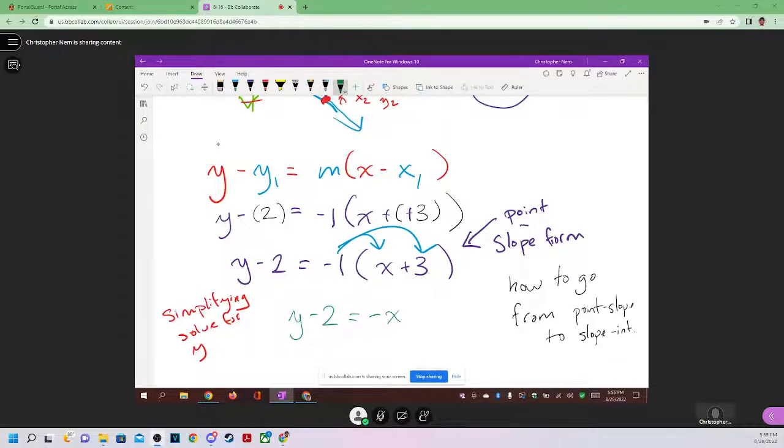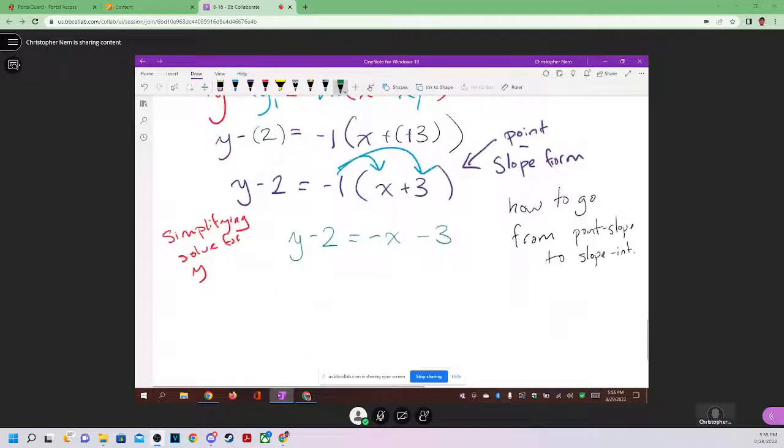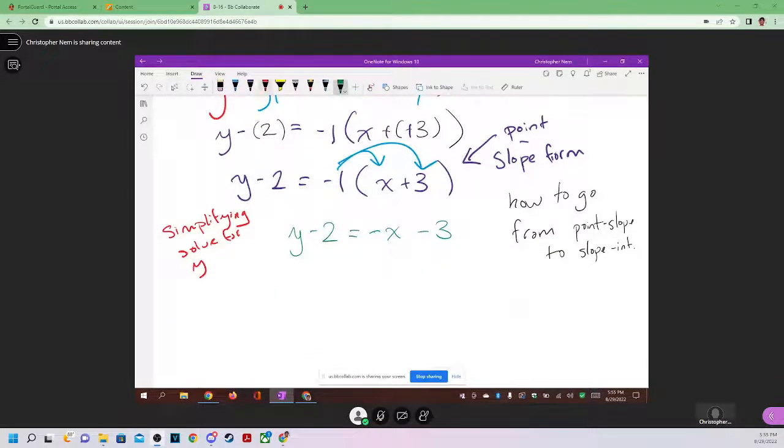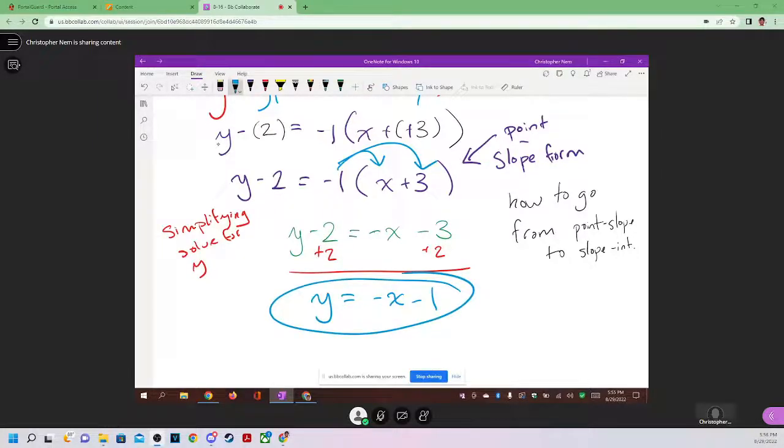Negative x minus 3. Great. Now I can add 2 to both sides. And then I'm going to get y is equal to negative x minus 1. So what does this mean? This means that my slope-intercept form is here. Let's say your m is equal to -1, and your b value is -1. They're both the same in that case.